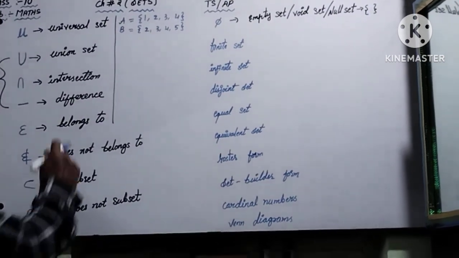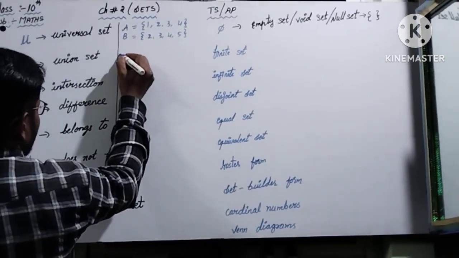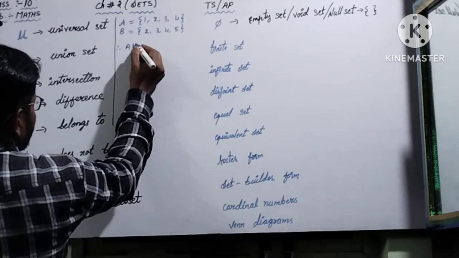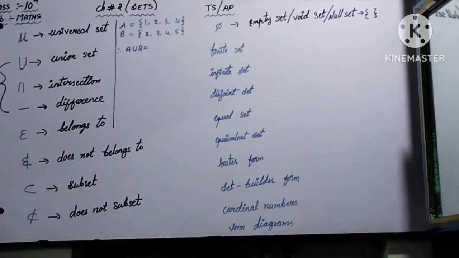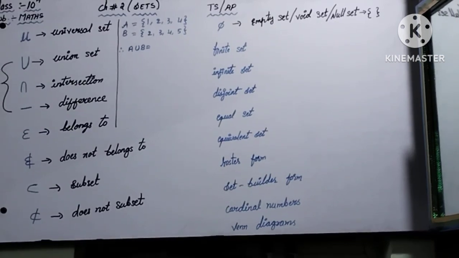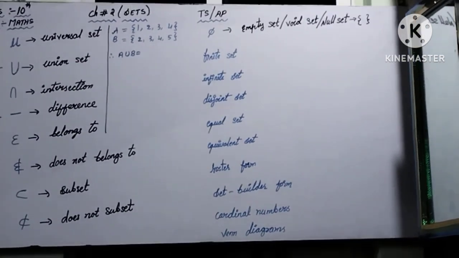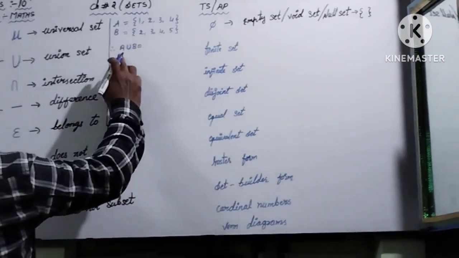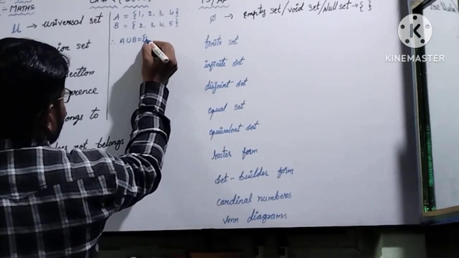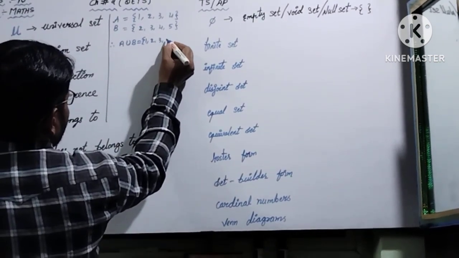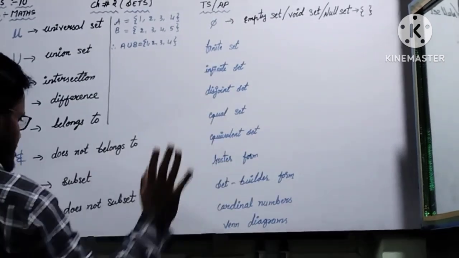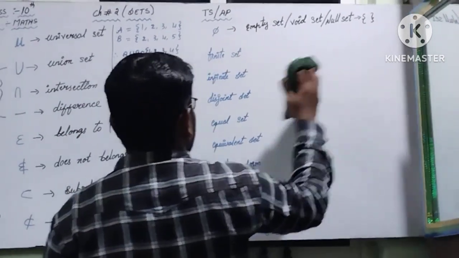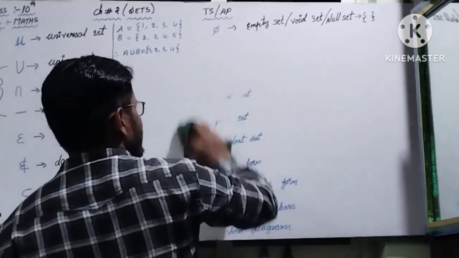Now see, union. I have to find A union B, the union of these two sets. First write the elements of A: 1, 2, 3, 4. Then afterwards I will explain all this. First I will show all the examples.